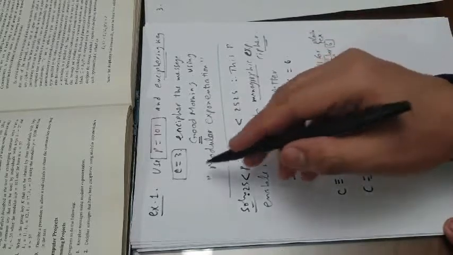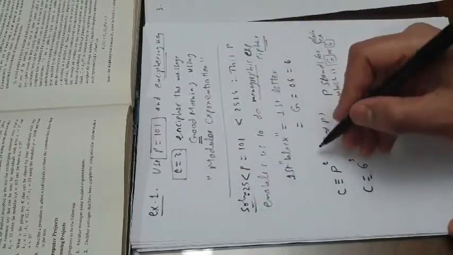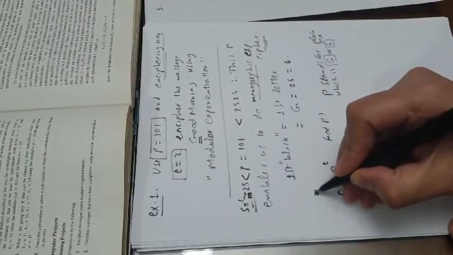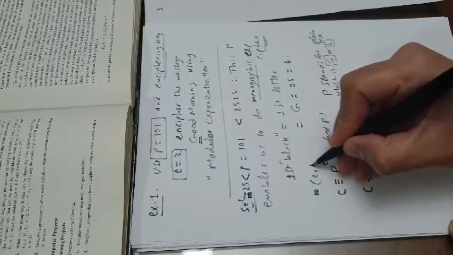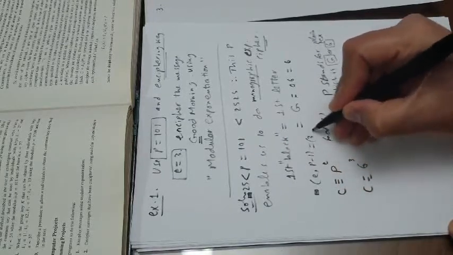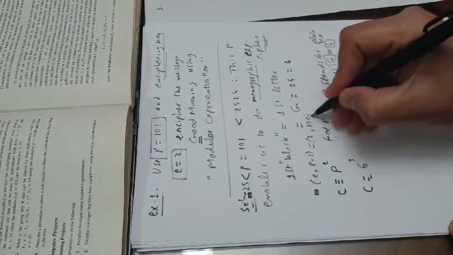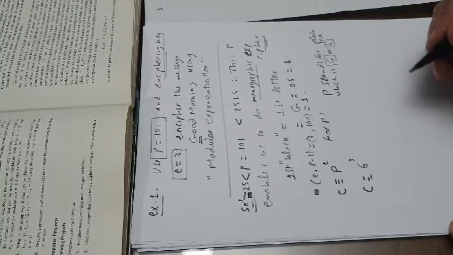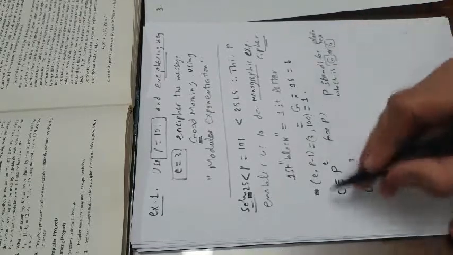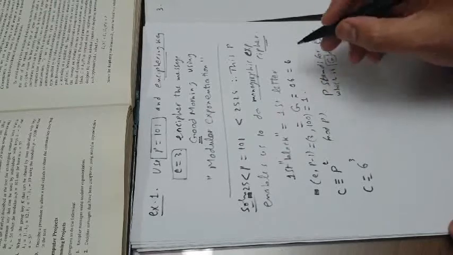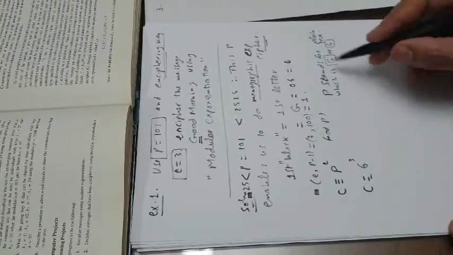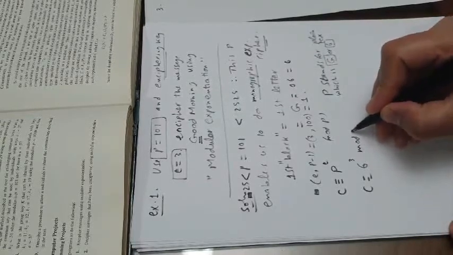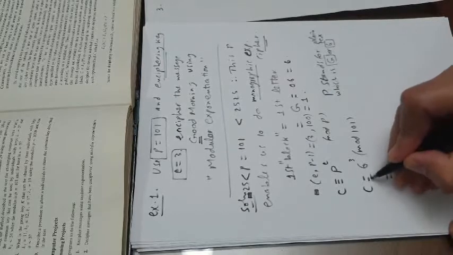Oh, we didn't check the condition for E. The condition for E, let's do it here: E and P minus 1. So it's 3 and 100, which clearly gives a highest common factor of 1. Therefore, this is satisfied. So the two conditions are satisfied for the monographic exponential cipher. So this is mod P, mod 101. This is easy.